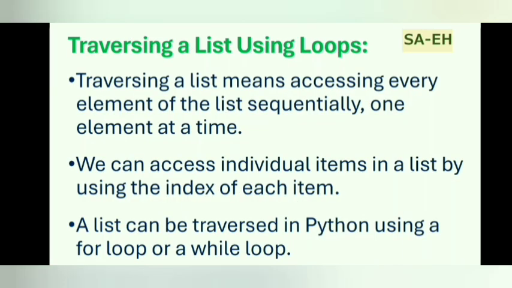Traversing a list using loops. Traversing a list means accessing every element of the list sequentially, one element at a time. We can access individual items in a list by using the index of each item. A list can be traversed in Python using a for loop or a while loop. Usually we start at the first item and continue until the end of the list. This process can be used for various operations such as searching for an item, finding the sum of elements, sorting the list, or updating a list.